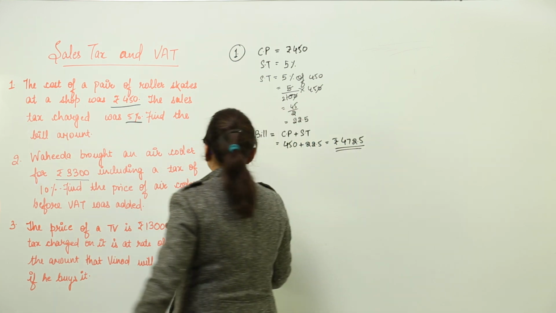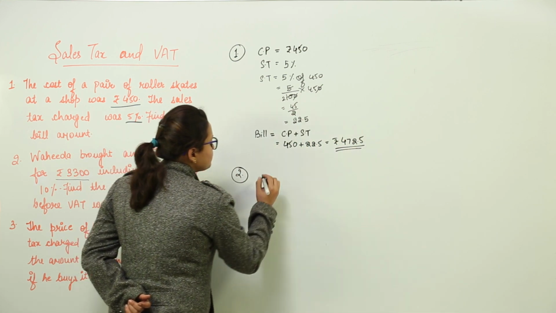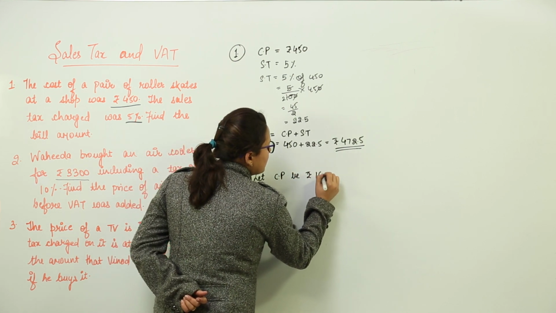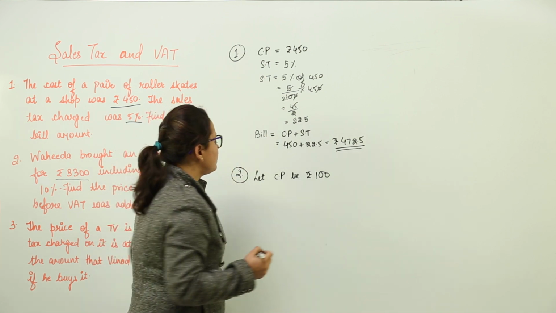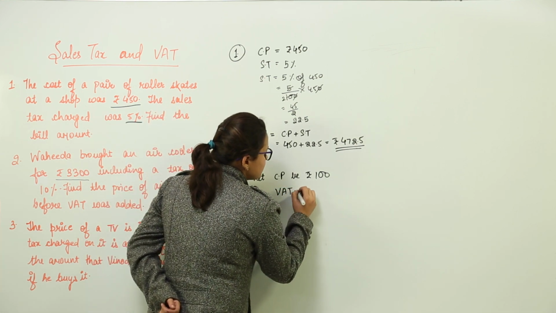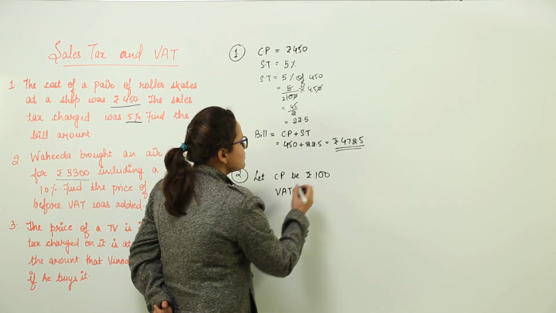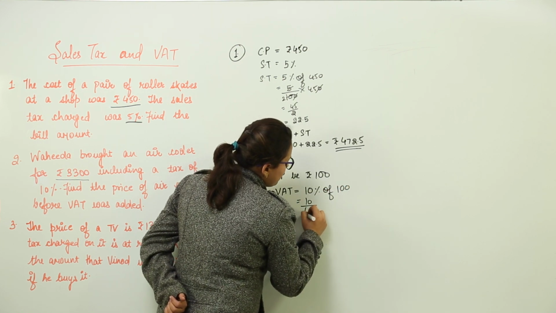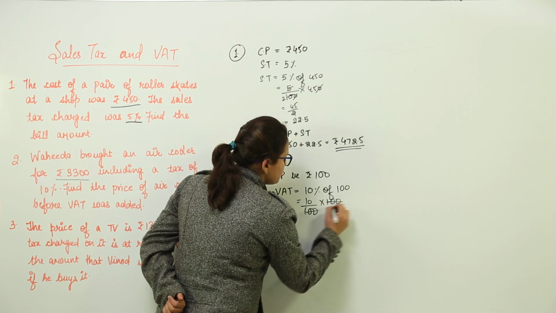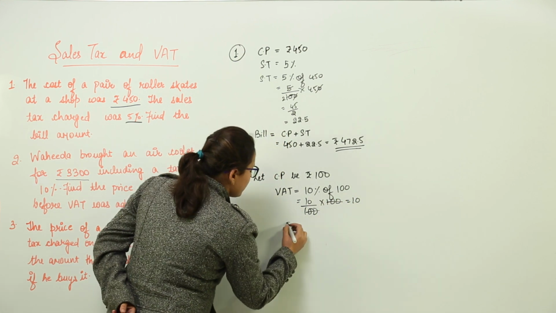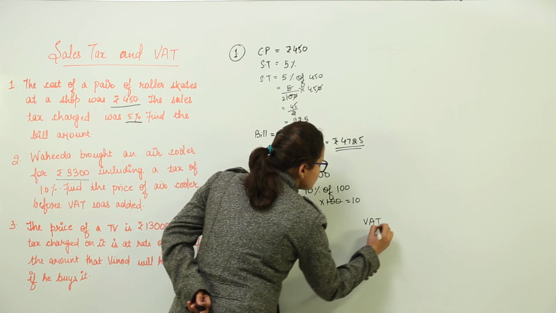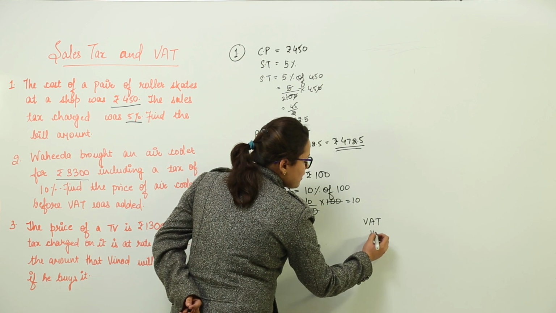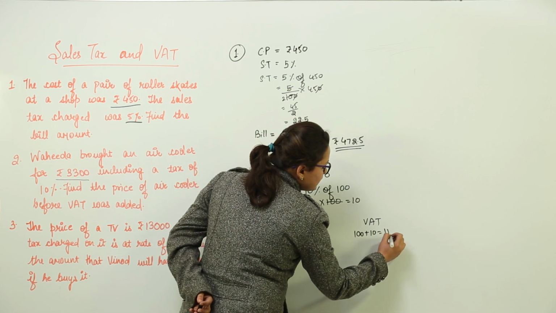Now, how to do this question? First of all, let us assume that the CP is rupees 100. Let CP be rupees 100. Now tell me, if CP is rupees 100, what will be the VAT on this? 10% is given to us. So how much will be VAT on rupees 100? 10% of 100. We get 10 upon 100 into 100, that is rupees 10. So that makes it like, if we have the cost price rupees 100, the VAT on that would be rupees 10 plus your 100, that makes it 110.